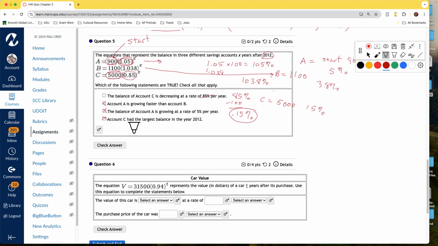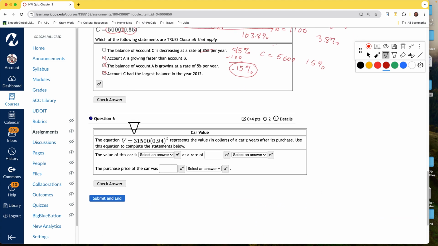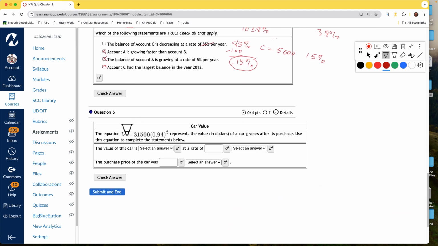Got one more and then we're good. This is just kind of the last application. We've got an equation again, just like we had up there, an exponential. This one represents the value in dollars of a car T years after it is purchased, and then we want to answer some questions. So let's just see what's happening to the value of this car. What was the value of the car at the beginning?